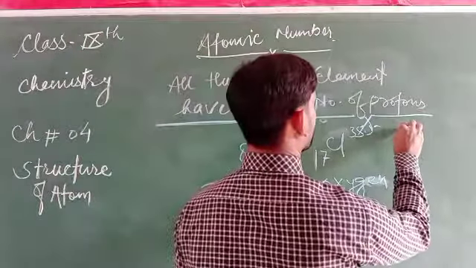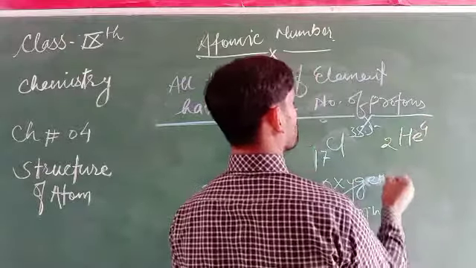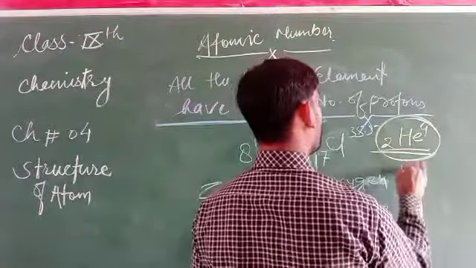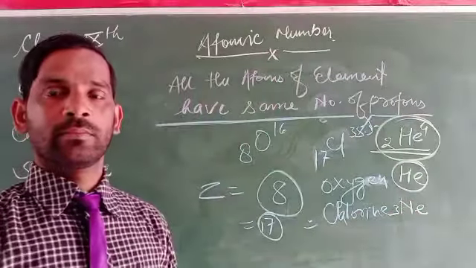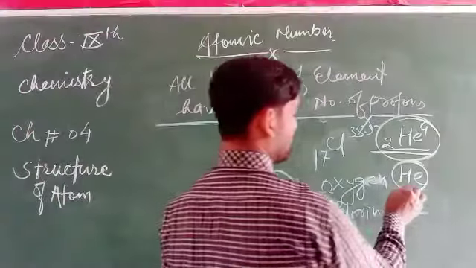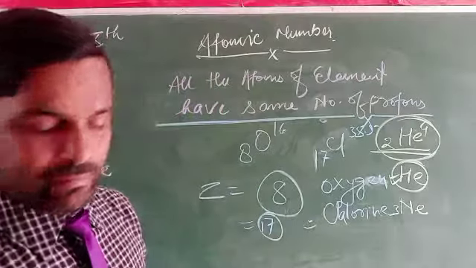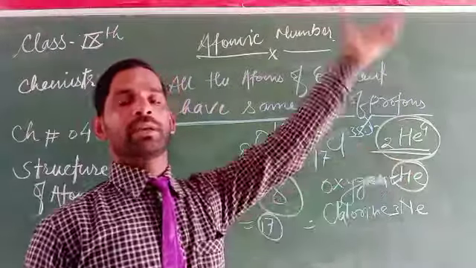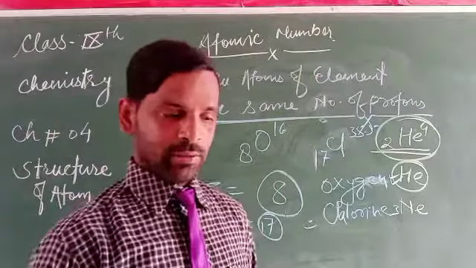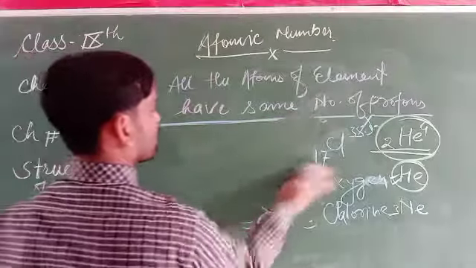Like if there is 2He4, this confirms that this one will be only helium. This could not be neon. Why? Because this has a distinct number of protons in it. They have the same number of protons, that means they have a fixed number of protons in them. That is the atomic number.